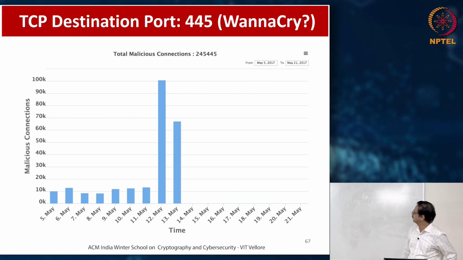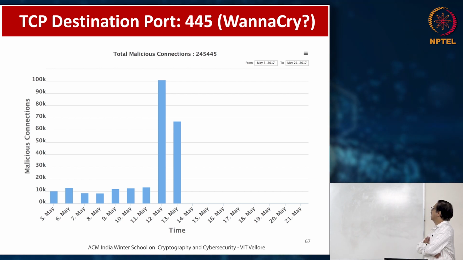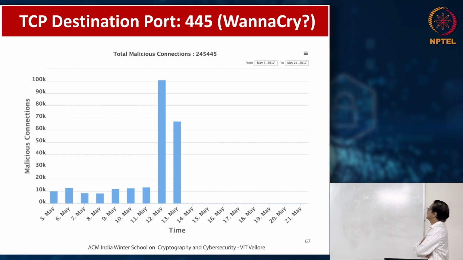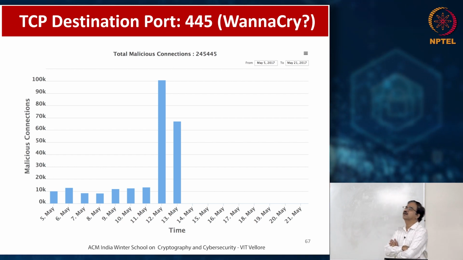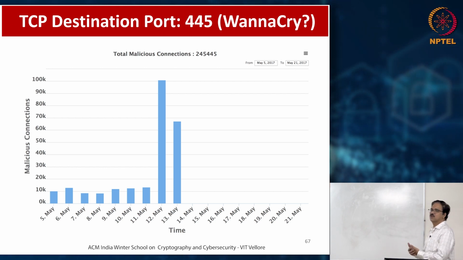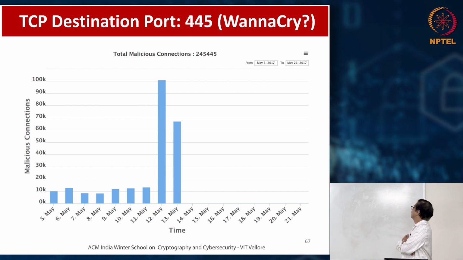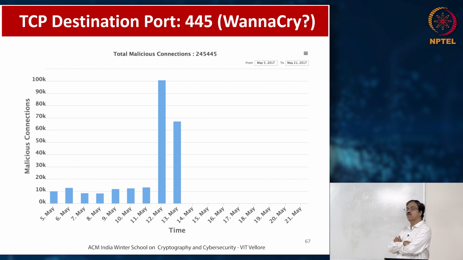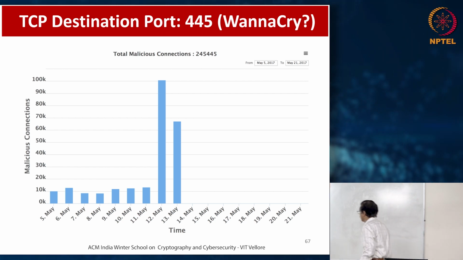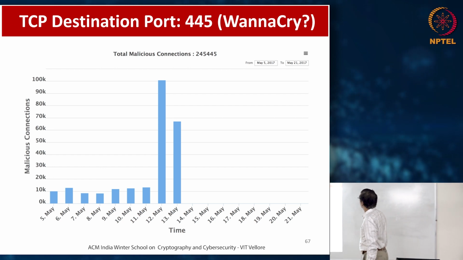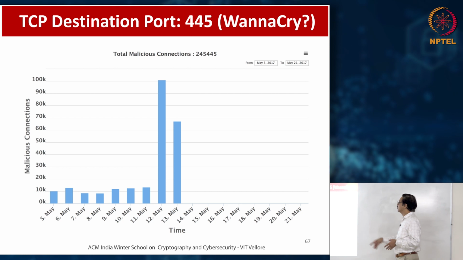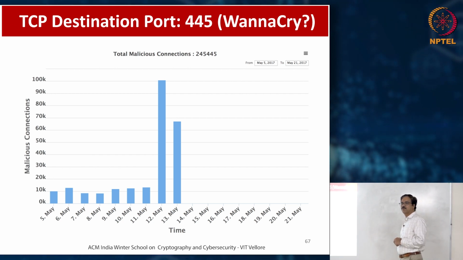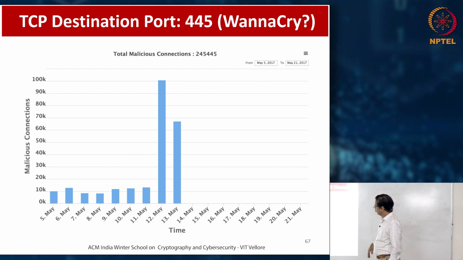Now you look at just before the notorious WannaCry got released, right? It was initially using port number 445. And this is the traffic. This was in May 2017. That is when WannaCry was released. So this is how the network telescope in our deployment could watch that.